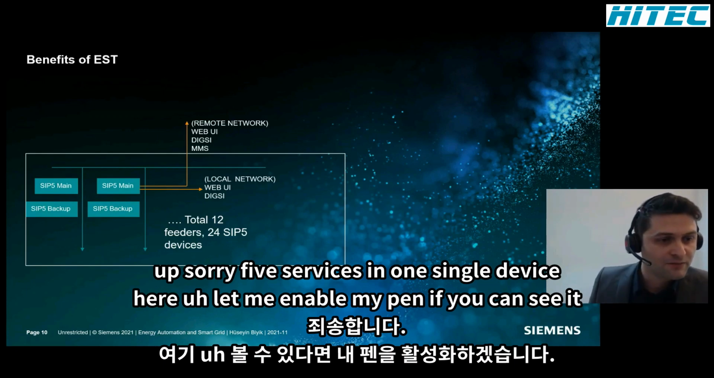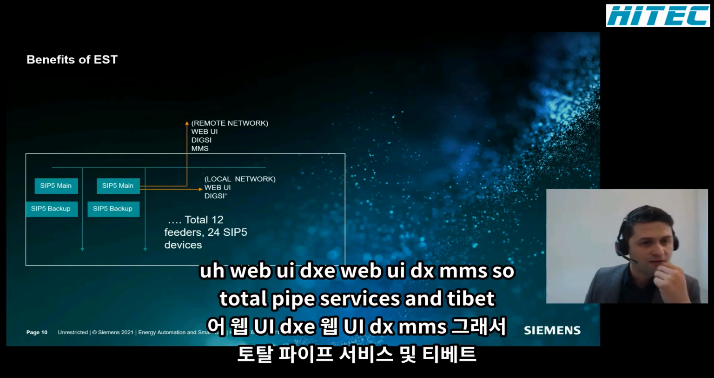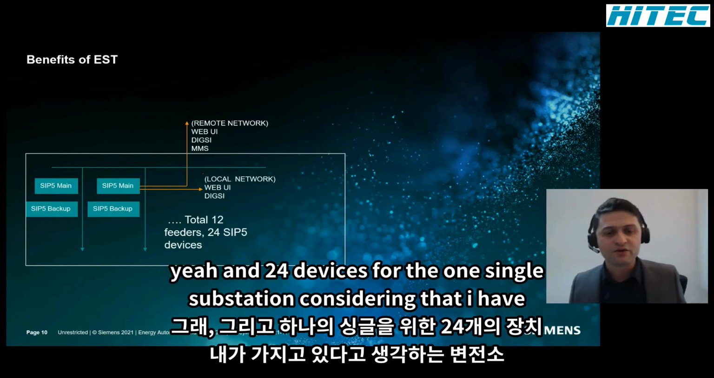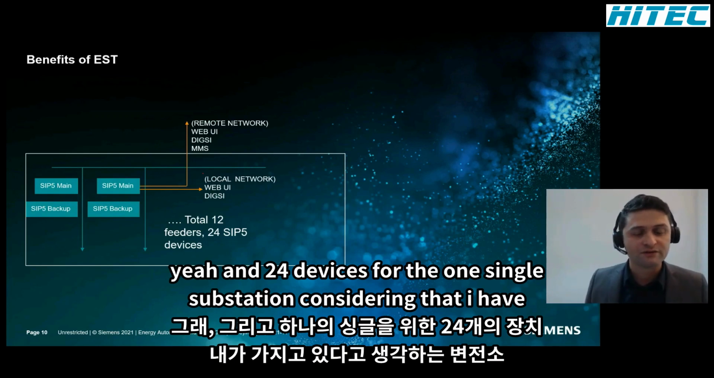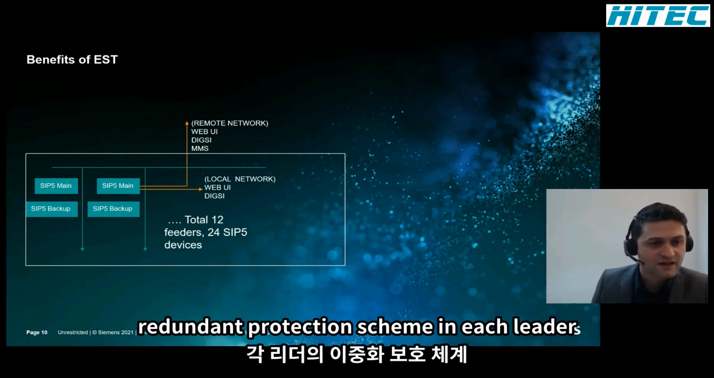Here, let me enable my pen, if you can see it. Web UI, DIGSI, Web UI, DIGSI, MMS. So total 5 services. And 24 devices for the one single substation, considering that I have a redundant protection scheme in each feeder.